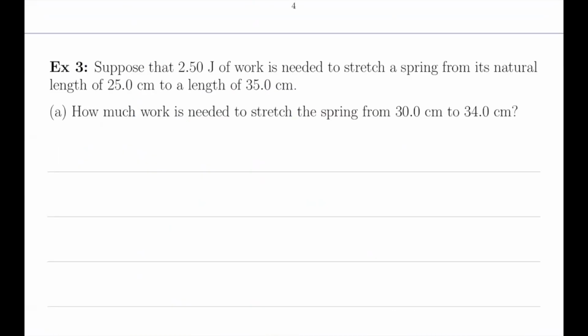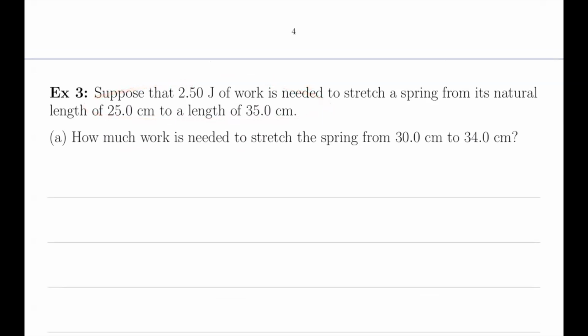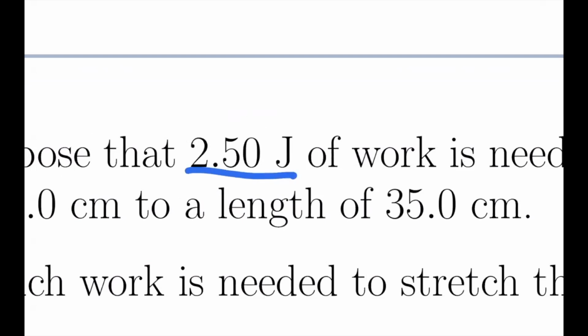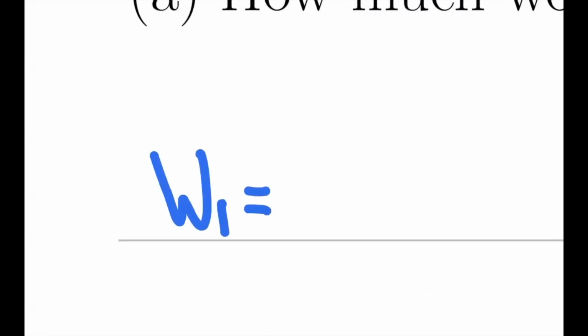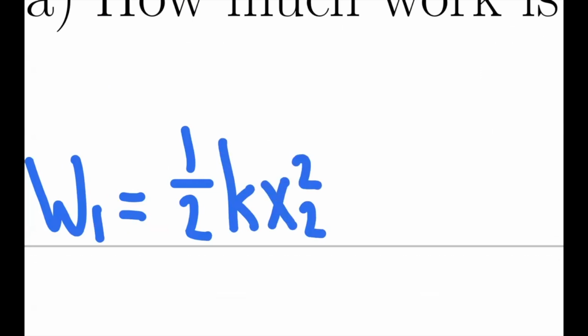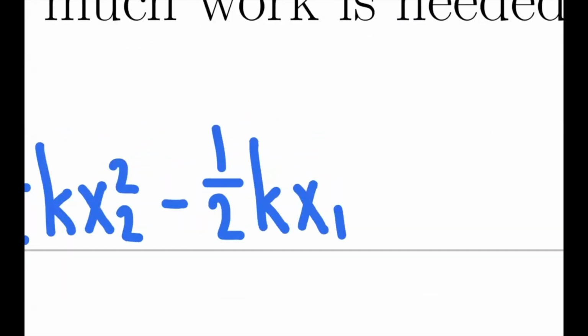All right, so let's do an example with this. Suppose that 2.5 joules of work is needed to stretch a spring from its natural length of 25 centimeters to a length of 35 centimeters. How much work is needed to stretch the spring from 30 centimeters to 34 centimeters? Let's look at the first sentence. So I'm assuming this is a Hooke's law ideal spring. Let's call this 2.5 joules W1. And we know that the work done by an external force to stretch a spring from x1 to x2 is, we just derived that, 1/2 k x2 squared minus 1/2 k x1 squared.